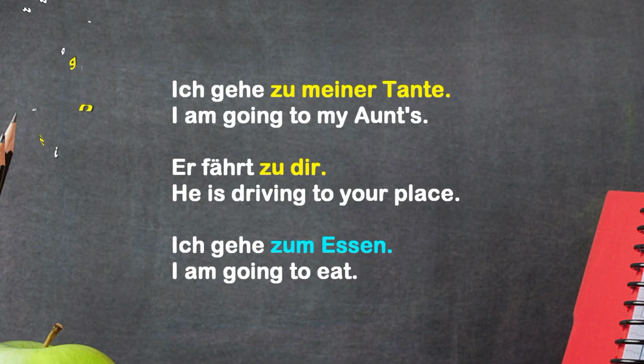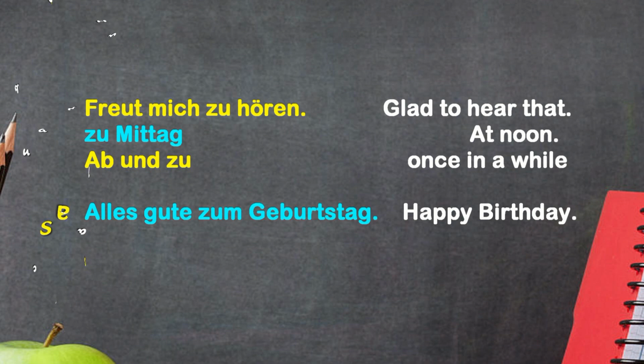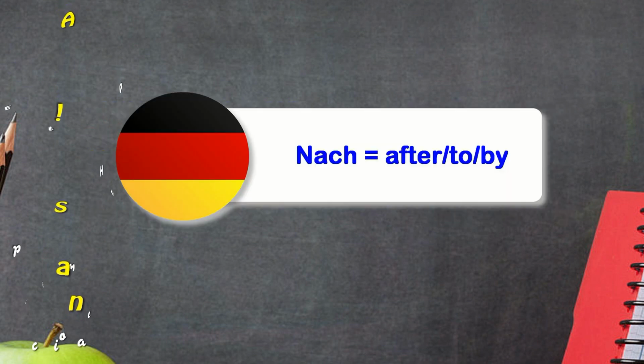Some sentences here. Ich gehe zu meiner Tante. I am going to my aunt's. Er fährt zu dir. He is driving to your place. And ich gehe zum Essen. I am going to eat. Some phrases here. Freut mich zu hören. Glad to hear that. Zu Mittag, at noon. Ab und zu, once in a while. And alles Gute zum Geburtstag. Happy birthday.